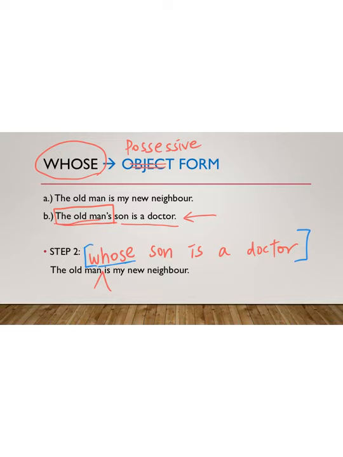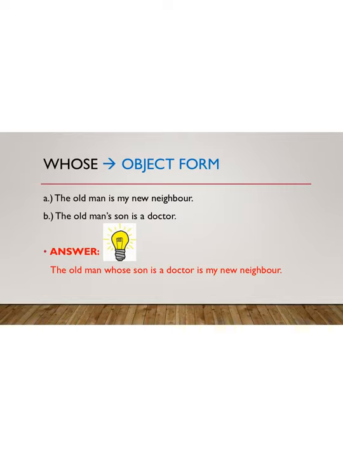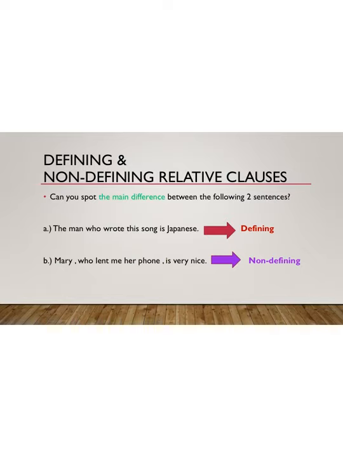And then it means the old man whose son is a doctor is my new neighbor. Full stop. Okay? And again for this one, this is the possessive form. Is that okay? Okay. And now I want to introduce you to another concept.